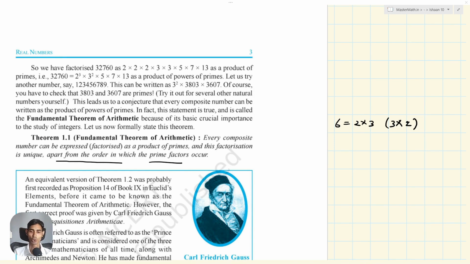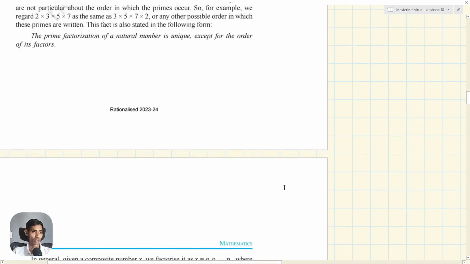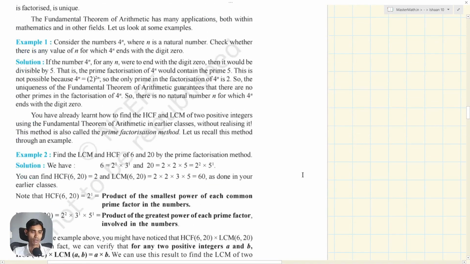Now suppose 12. So 12 would be 2 into 2 into 3, and you can change the order: 3 into 2 into 2 or 2 into 3 into 2, but it's not going to be anything apart from these two prime factors, 2 and 3.